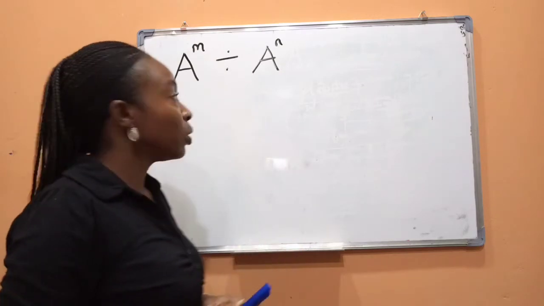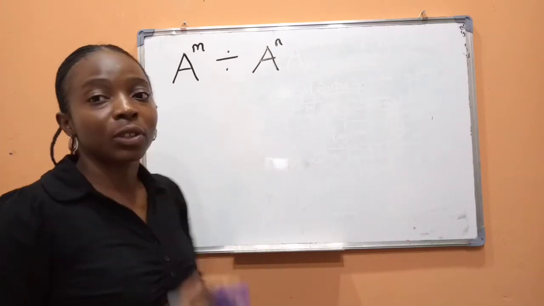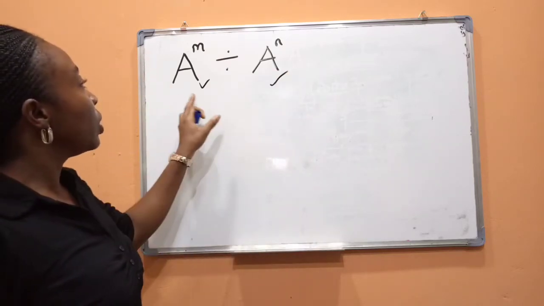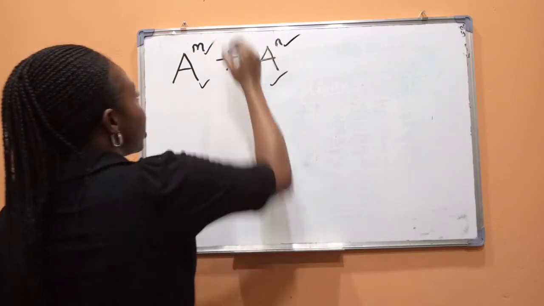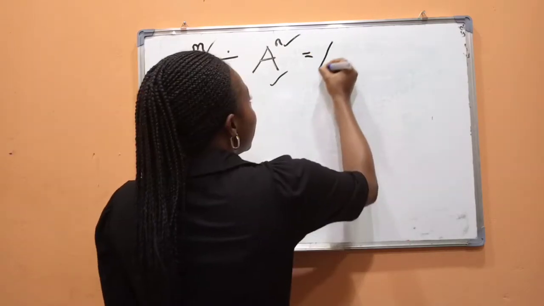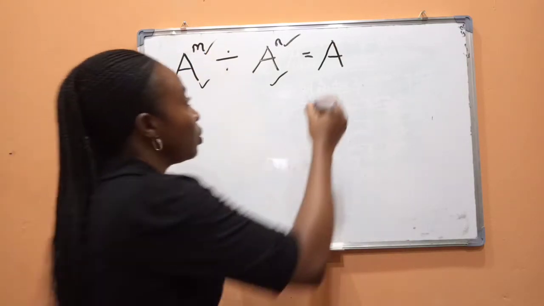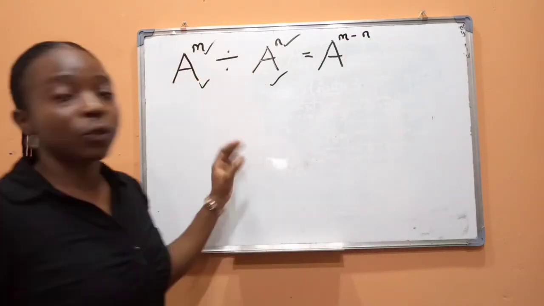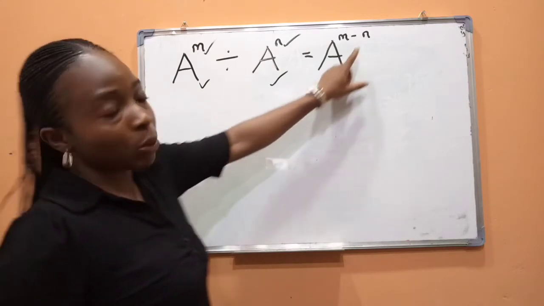So how about the second law? Well, the second law tells us how to divide indices that have the same base. In this case, we have A and A. It tells us that whenever we divide indices having the same base, we simply subtract their index. So what we're going to do here is, first of all, pick one of the bases since they are both the same, and then we subtract the index. So we're going to have m minus n. Whenever you have to divide indices having the same base, all you do is subtract their index.